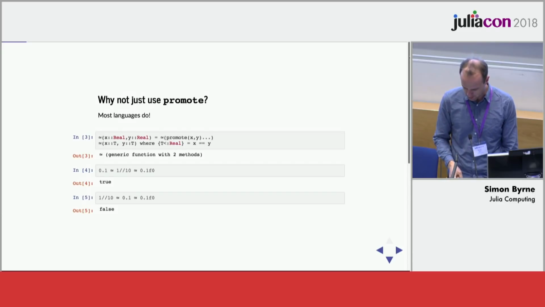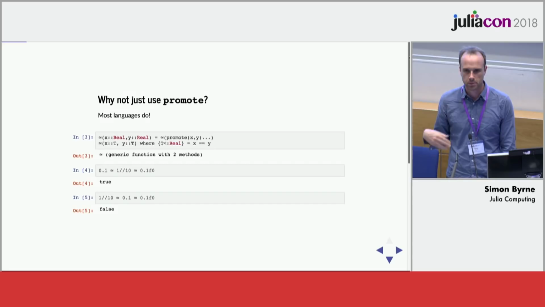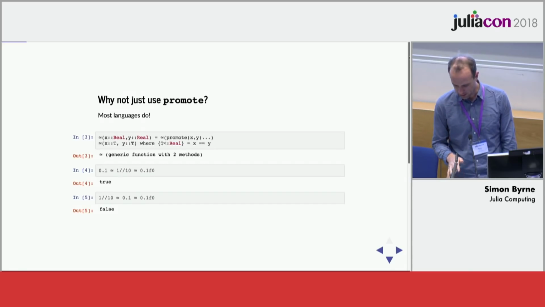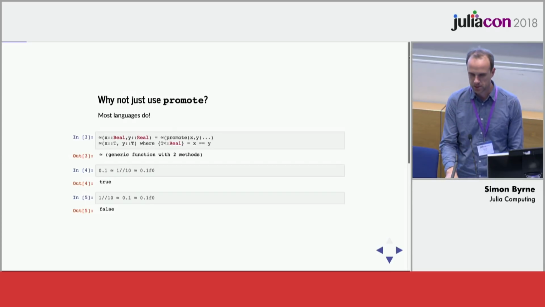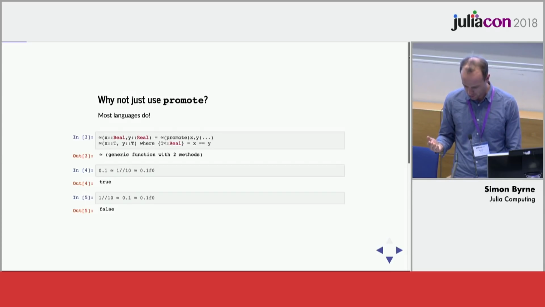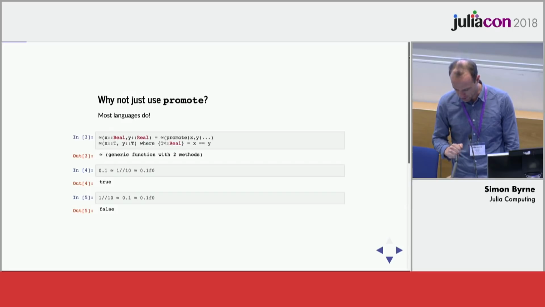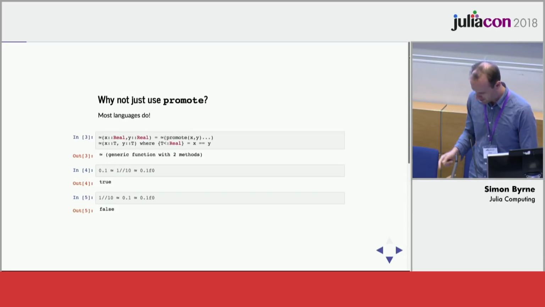So let's try it. We'll define a new equals operator, which just promotes any two real numbers to a common type. And then we get this slightly bizarre behavior. If we do the first comparison, it becomes true. If we switch the order of the arguments, it becomes false. That's not so ideal.